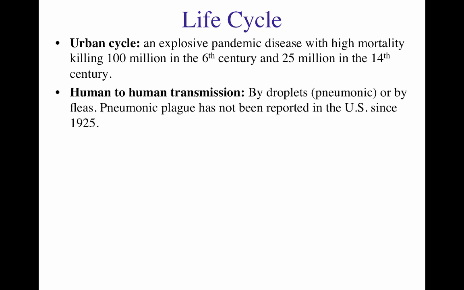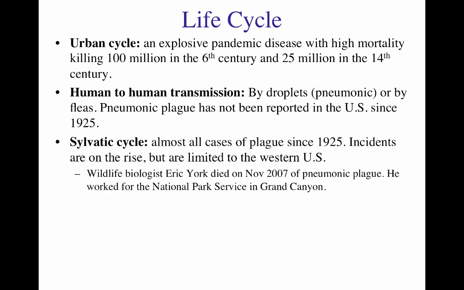But when it goes person to person, it's when it becomes the pneumonic plague, as I mentioned to you earlier. Now, those are when the person begins to cough and has droplets that contain bacteria that fly across and infect other people. Or it could also be caused by fleas biting other individuals. We have not had a case of the pneumonic plague in the United States since 1925.